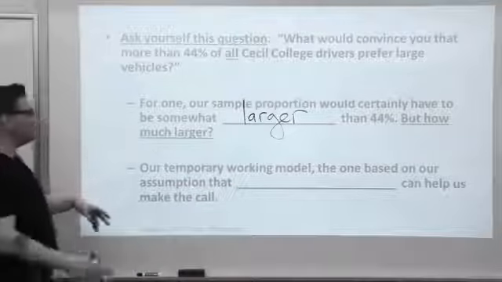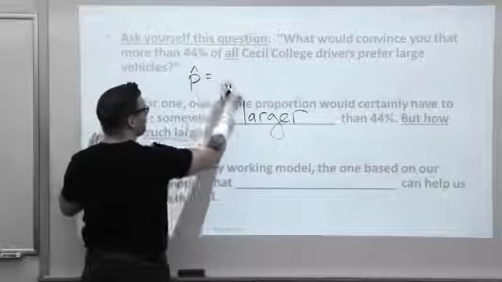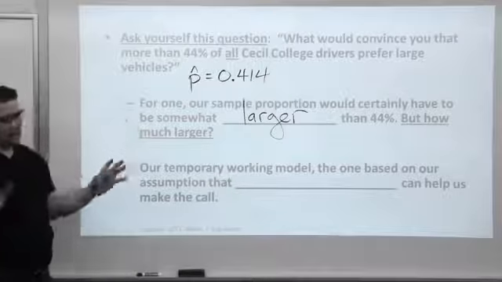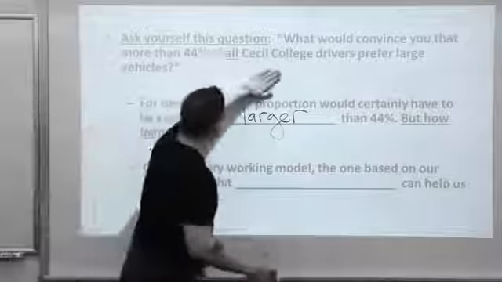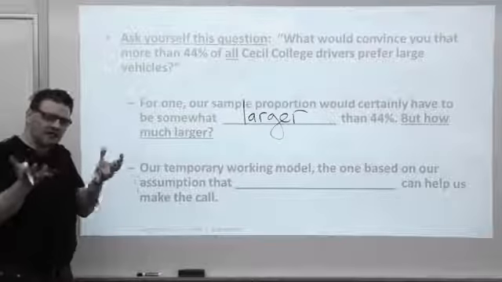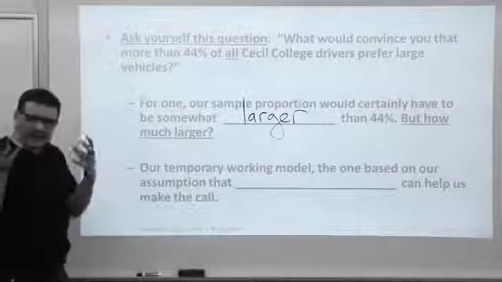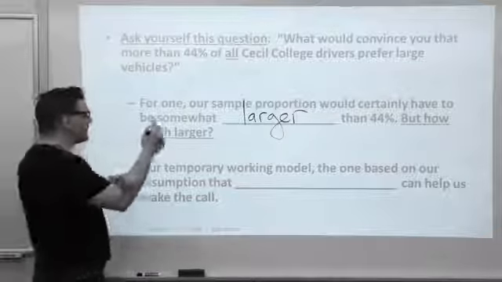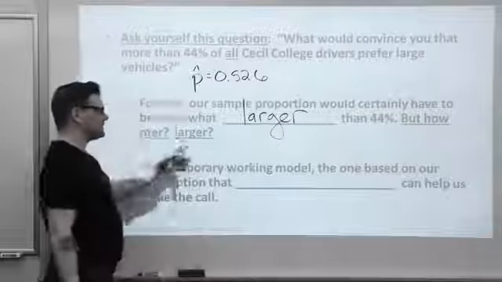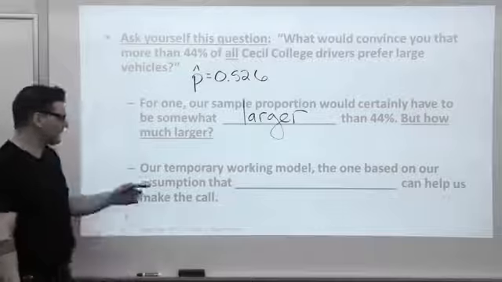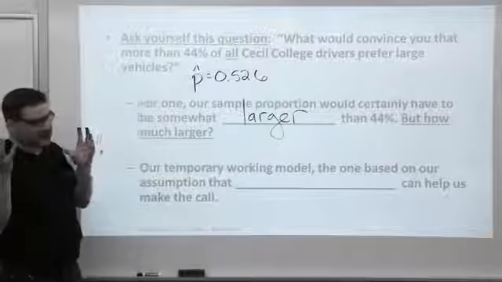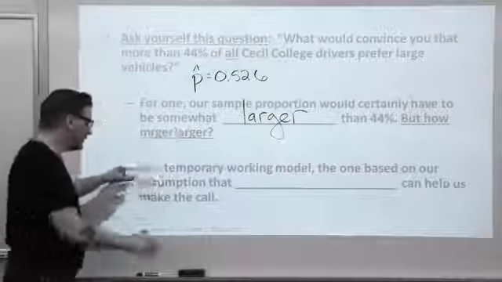So when I collect my data, say you collect your data and you get p hat equals 0.414, it's basically game over. There's no evidence whatsoever that I'm right. But that didn't happen, so get rid of that. The question you're asking yourself is, how much larger does it need to be? What was our p hat, students? This 52.6%, so our p hat was 0.526. This is certainly larger than 44%. Is it enough bigger than the 44 to convince you?